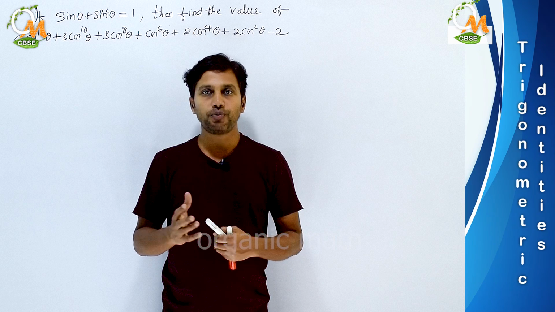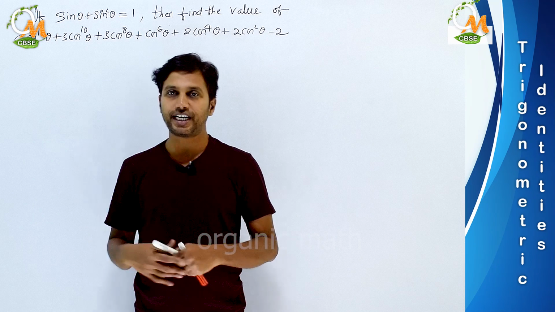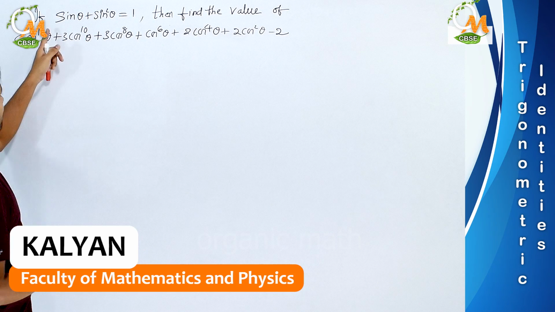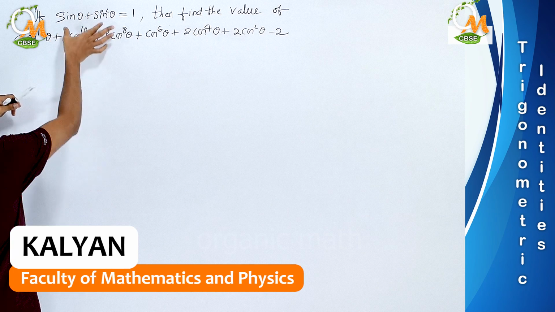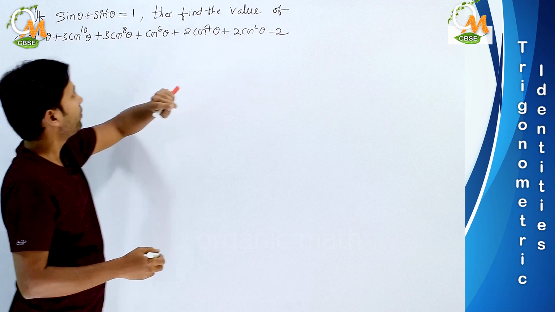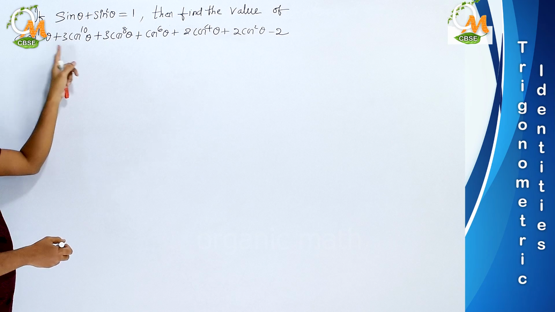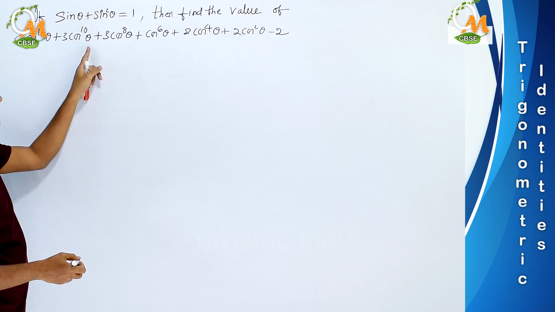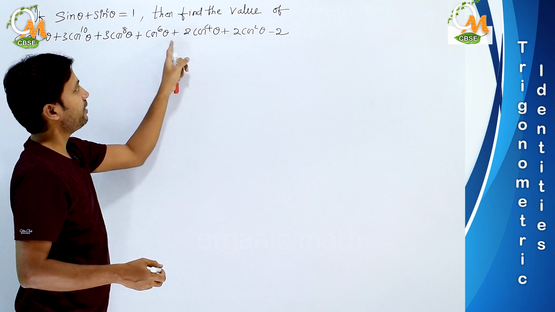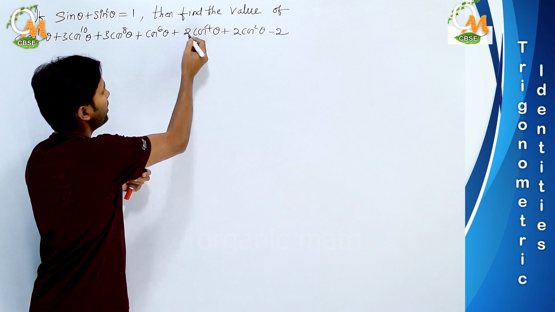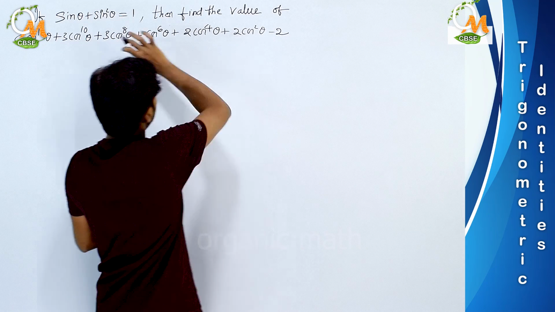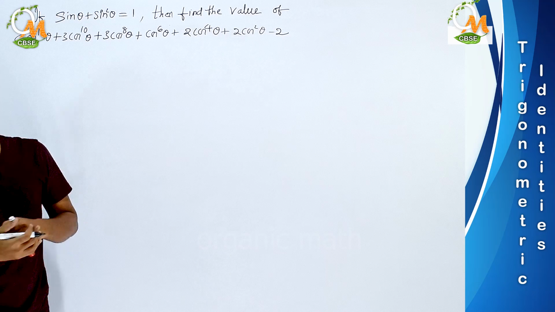So let's do one more application on trigonometric identities. Let us see what the problem is. We are given sin θ + sin² θ = 1. Then we need to find the value of cos^12 θ + 3 cos^10 θ + 3 cos^8 θ + cos^6 θ + 2 cos^4 θ + 2 cos² θ − 2. This value of this expression we need to find.